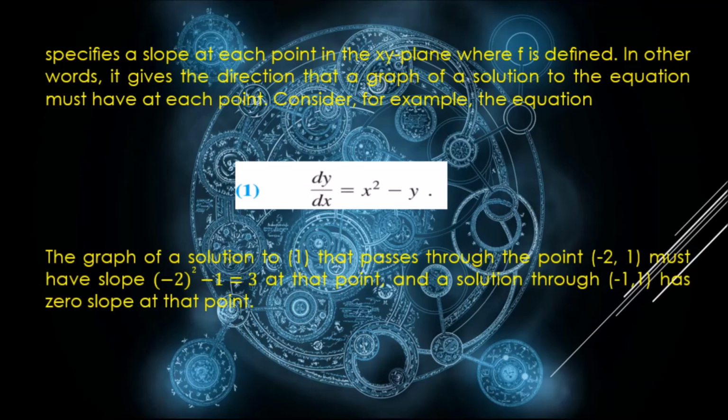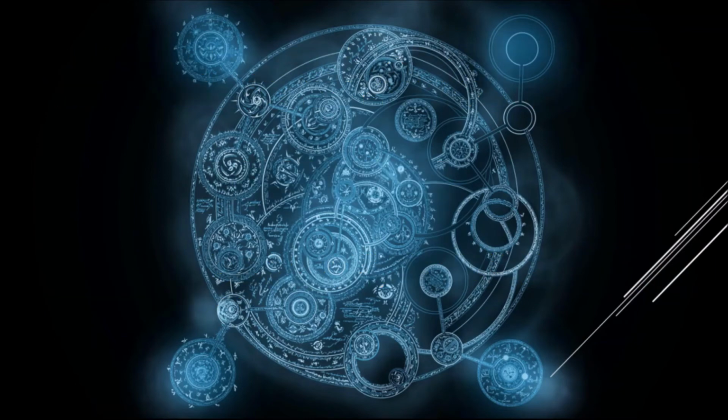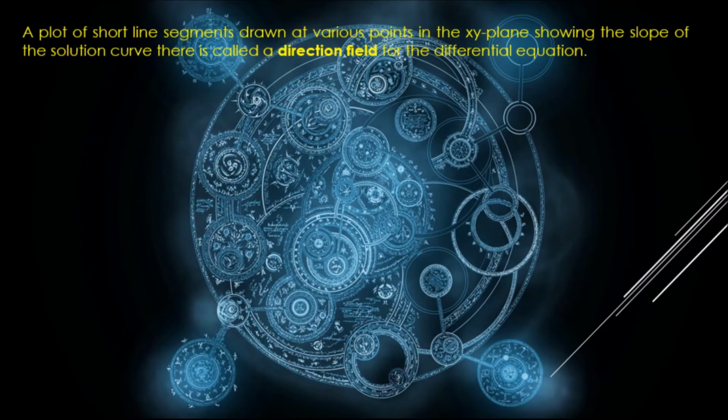The graph of a solution to equation 1 that passes through the point (−2, 1) must have a slope of 3 at that point, and the solution through (−1, 1) has 0 slope at that point. A plot of short line segments drawn at various points in the xy plane showing the slope of the solution curve there is called a direction field for the differential equation.